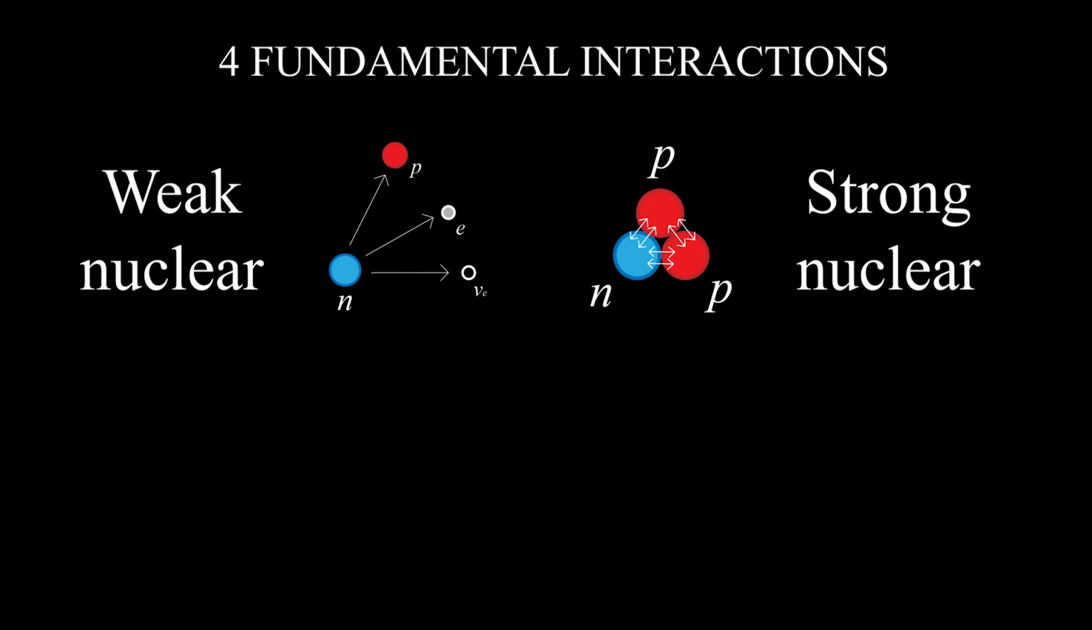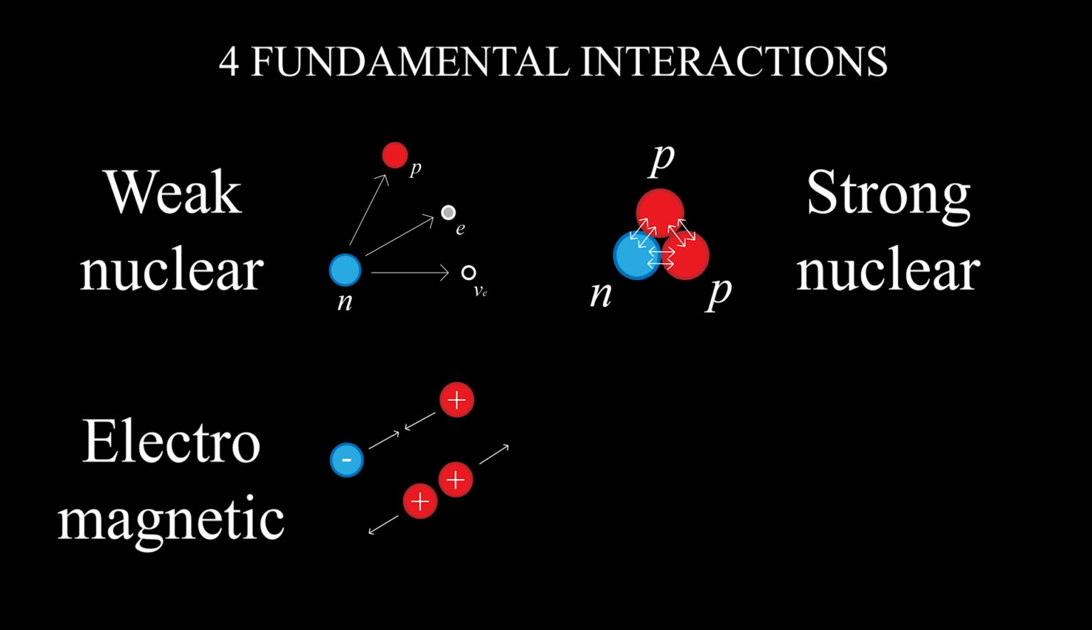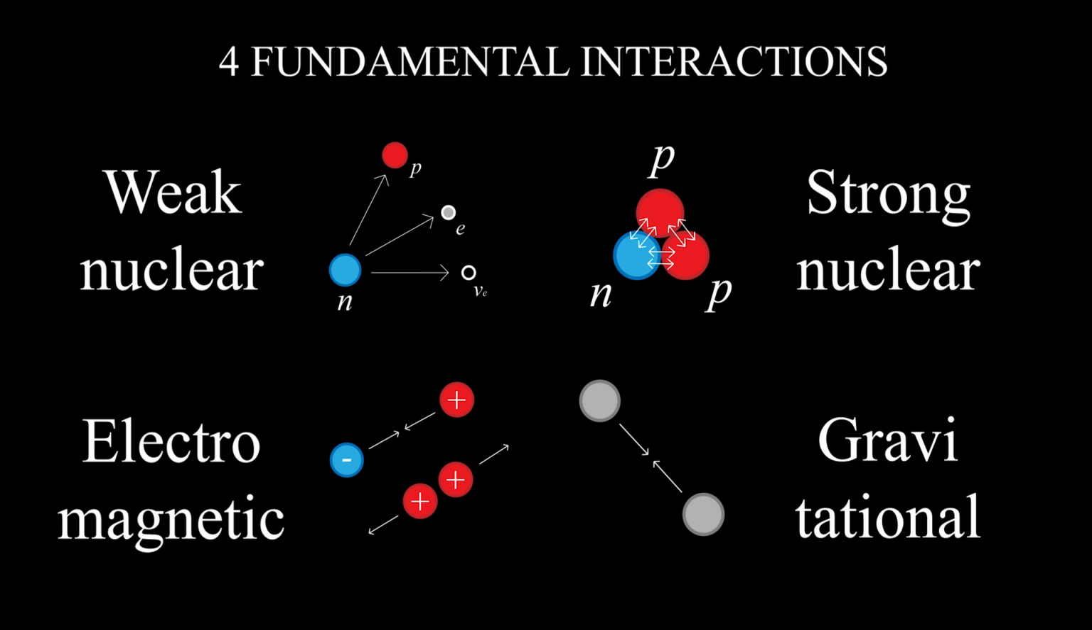Everything, absolutely everything in the universe is based on four fundamental interactions: weak nuclear interaction, strong nuclear interaction, electromagnetic interaction, and gravitational interaction. In this video, we'll talk about the fourth one.